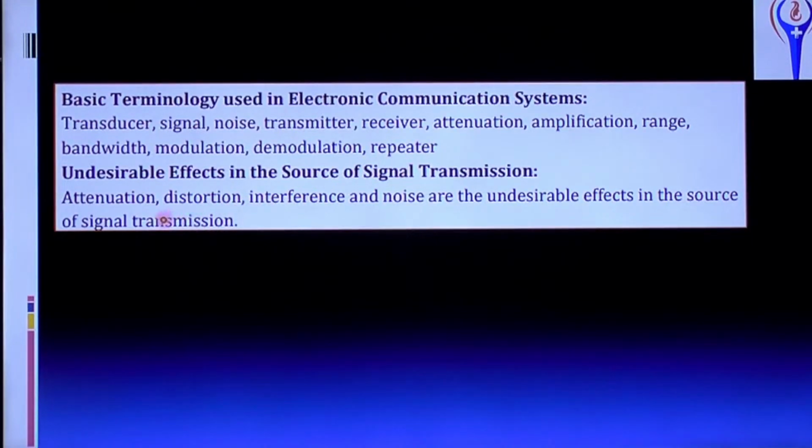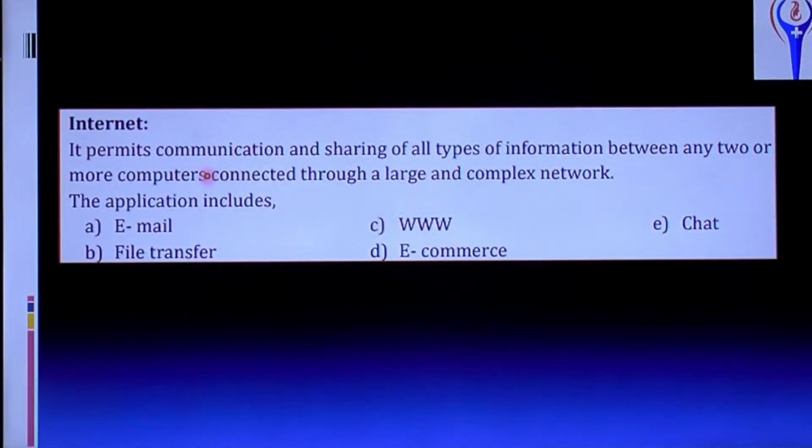Undesirable effects like attenuation, that is decrease in intensity, distortion, interference, noise, these are all undesirable things. These can be eliminated by filter circuits. Internet permits communication and sharing of all types of information between any two or more computers. Applications include email, electronic mail, WWW, what is that? World Wide Web, and file transfer, transferring files from one place to another place. E-commerce, electronic commerce, chatting. Even our WhatsApp is chatting through the internet.